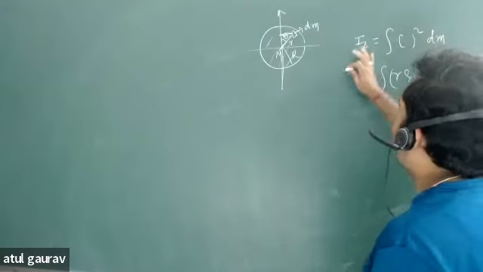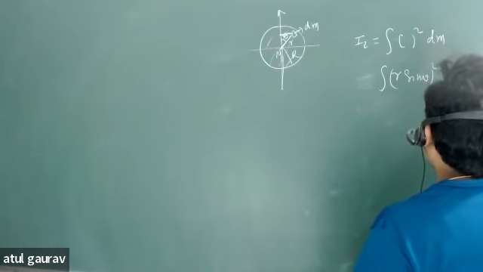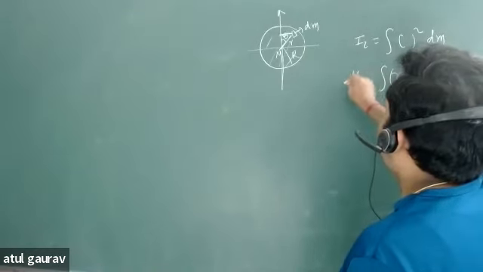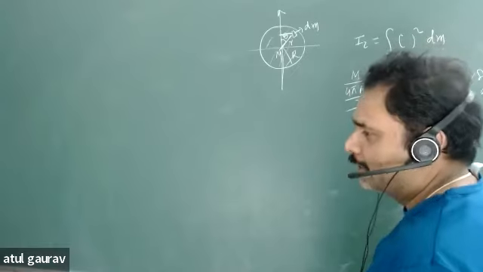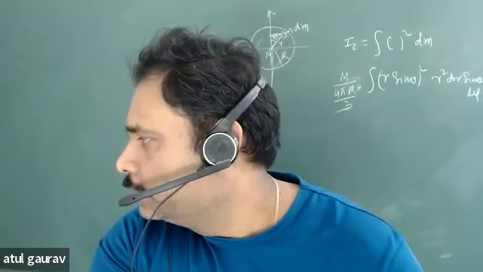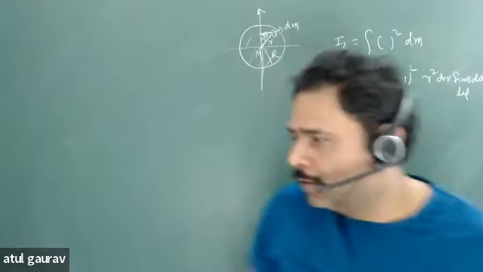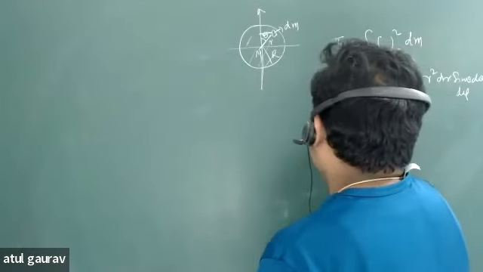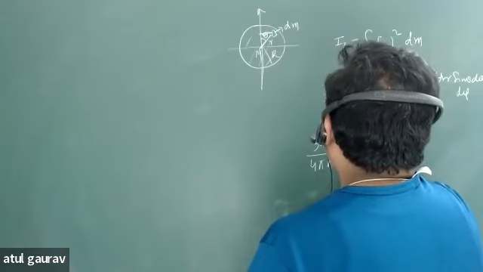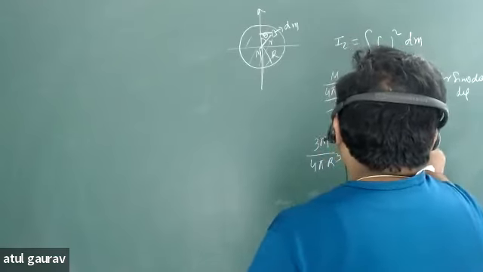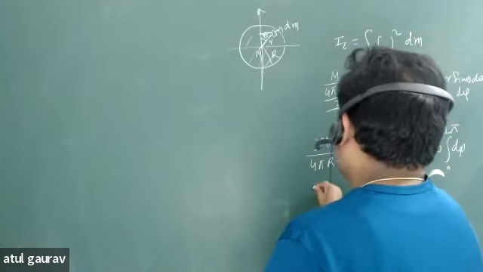Now you will go for dm. What will be your dm? Tell me. r square dr sin theta d theta d phi times m upon 4 pi r cube by 3. Right? Yes, sir. Now you can do it quickly. Yes or no? So what will happen? 3m by 4 pi r cube, integral of r4 dr from 0 to R, integral of sin cube theta d theta from 0 to pi, integral of d phi from 0 to 2 pi. You should know all the integration.